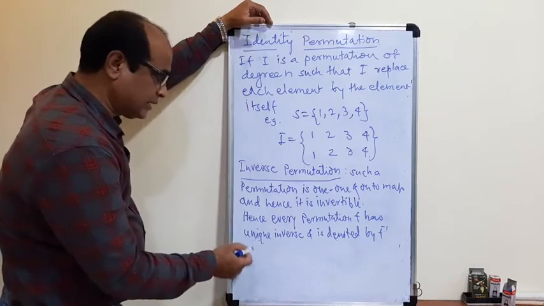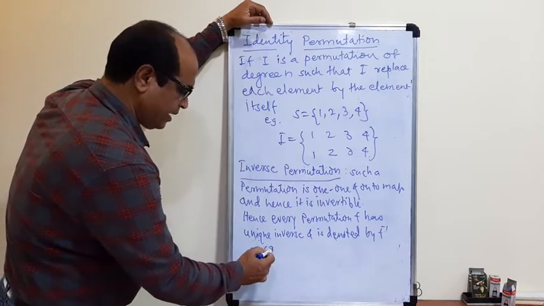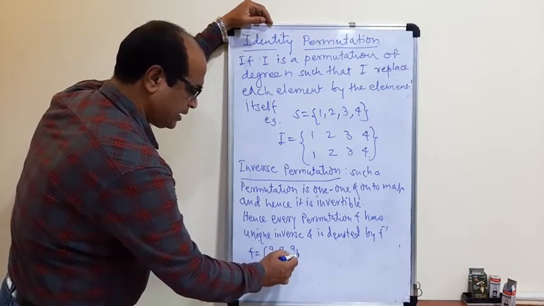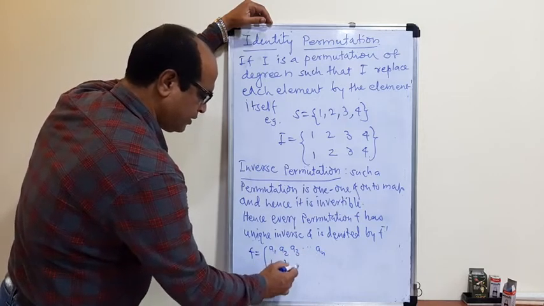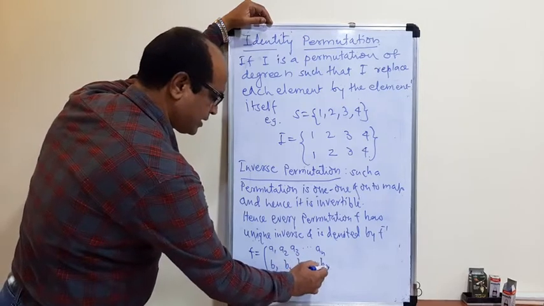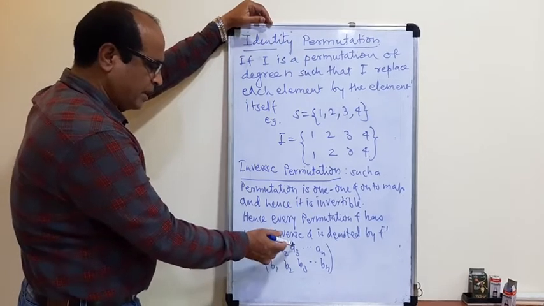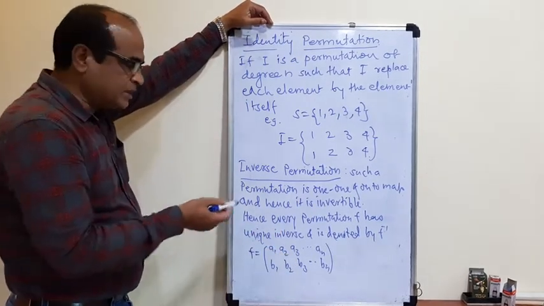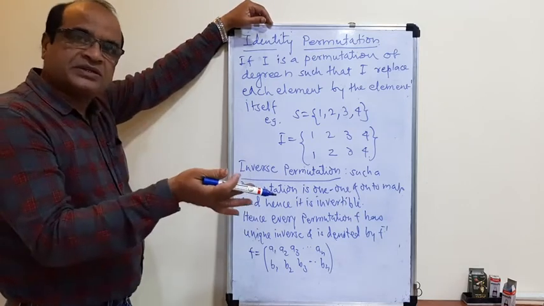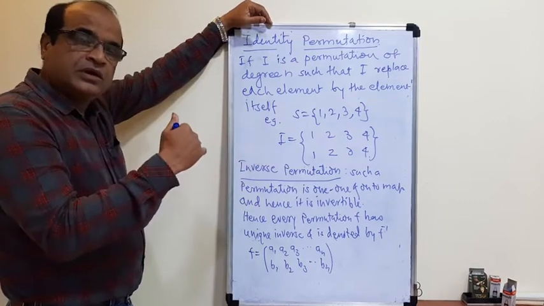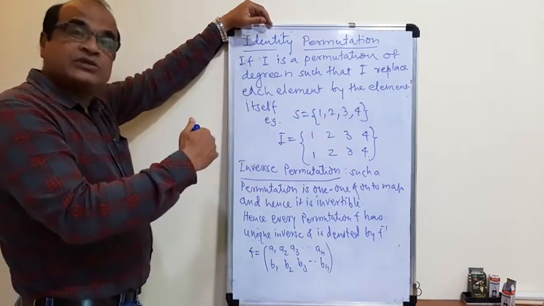So for example, F is the permutation given here: A1, A2, A3 up to An on top and B1, B2, B3 up to Bn below. This is a permutation of degree n. Here the mapping is F of A1 is B1, F of A2 is B2, F of A3 is B3, and so on. If the function is 1-1 and onto, then F inverse exists.